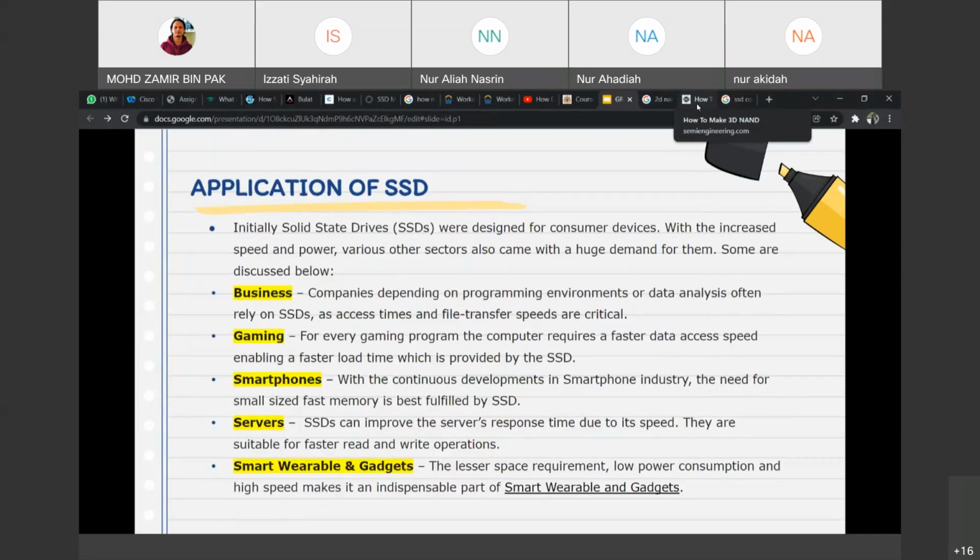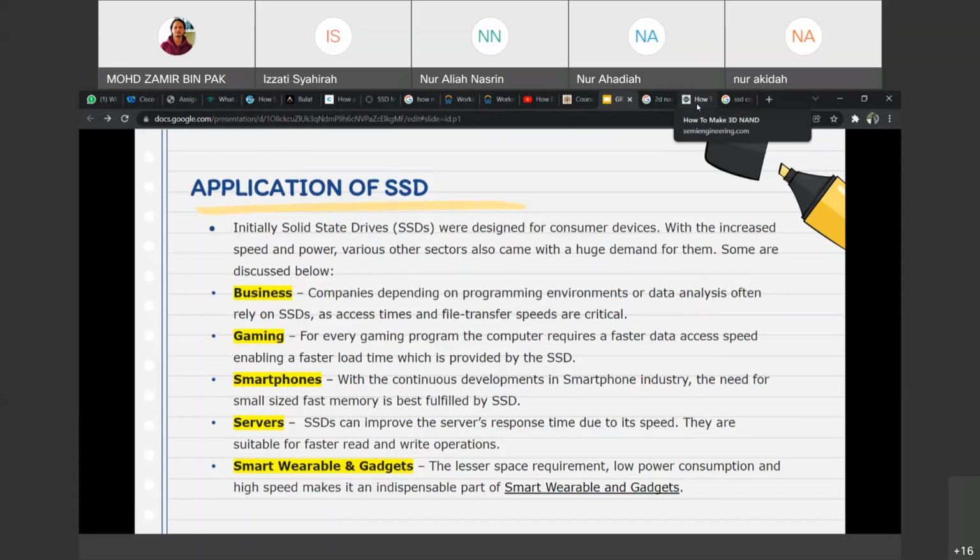First, for the business tech sectors, companies depending on programming environments or data analysis often rely on SSDs, as access times and file transfer speeds are critical for them. The second one is gaming industries. For every gaming program, the computer requires a faster data access speed, enabling a faster load time, which is provided by SSD. The third one is smartphones. With the continuous developments in the smartphone industry, the need for small size, fast memory is best fulfilled by SSD.